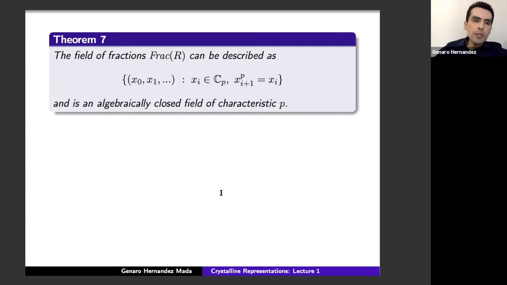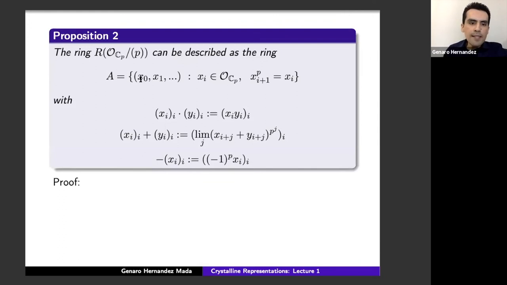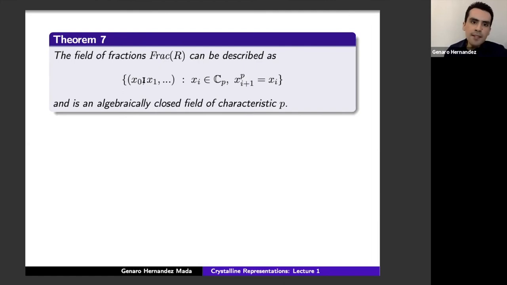Now we would like to describe also the field of fractions of the ring R. Look that the ring R can be described as these kinds of sequences of elements in the ring of integers of C_p that satisfy this condition. So this theorem tells us that the elements of the field of fractions can be described as sequences very similar to those, but the elements of the sequence are going to be elements of C_p. That's very natural, right? Because C_p is the field of fractions of O_{C_p}. And the important part of this theorem is that this is an algebraically closed field of characteristic p.